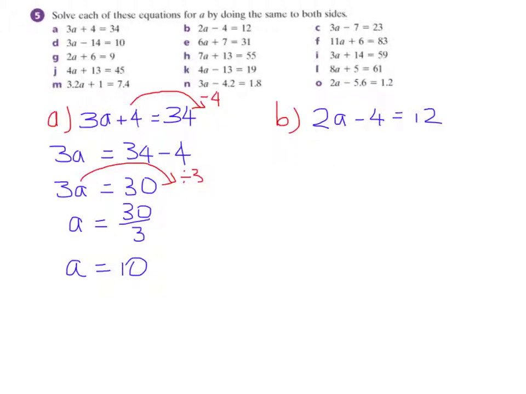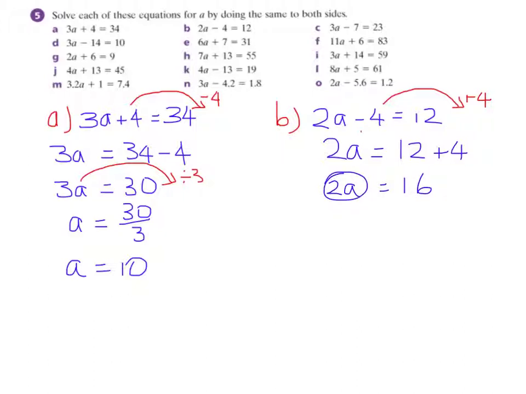Now let's have a look at this one over here. So I've got 2a take away 4 equals 12. So this is my take away 4, so I've got to take that over to this side. So if it's a take away 4 on this side, I want to take it over to this side. Take away 4 becomes a plus 4. So I get my 2a equals 12 plus 4. 2a equals, what's 12 plus 4? 16.